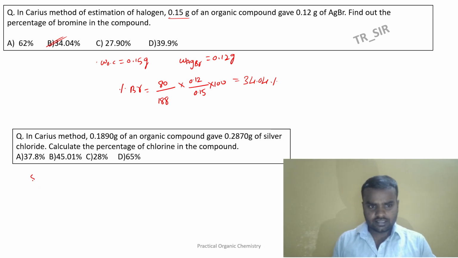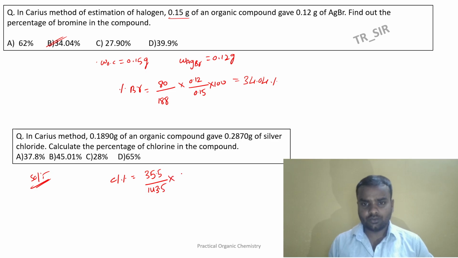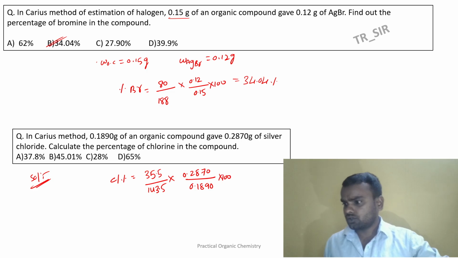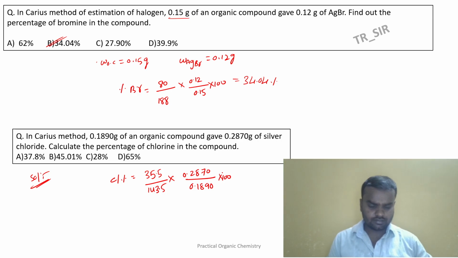Now, the same here in this case. Next question, for the case of chlorine percentage. So here, the percentage of chlorine we can take. The atomic weight of chlorine will be 35.5 and the molar mass of AgCl 143.5 into 0.2870 by the organic compound, how much? 0.1890 into 100. So after solving, how much will we get in this case? Let us calculate how much we'll get here.